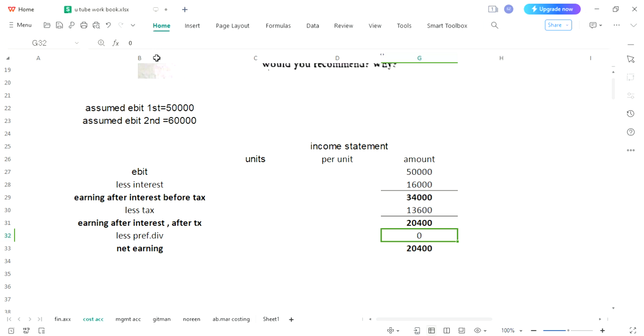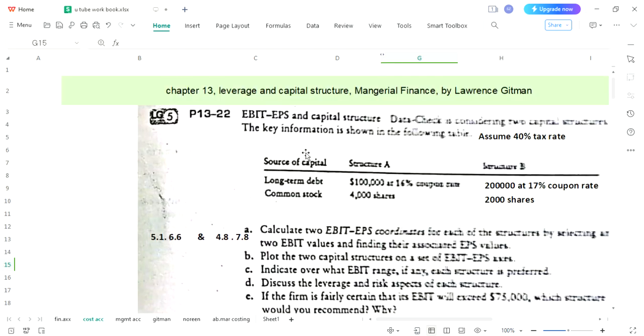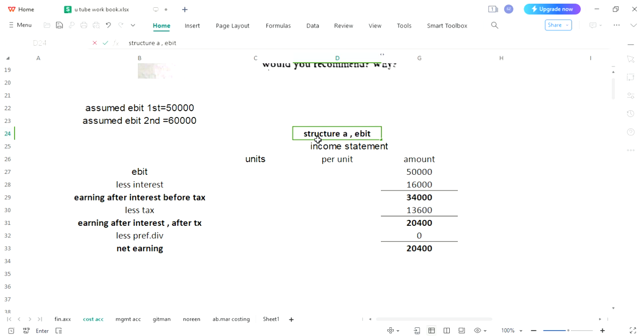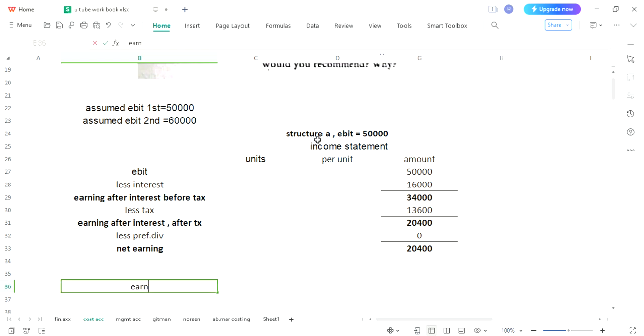And why am I continuously mentioning EPS? Look over here. We are asked to calculate the EBIT-EPS coordinates or relationship. Since we have calculated net earning, this is for structure A, and EBIT we have supposed was 50,000. At this level we do have our earning per share, which is called EPS.